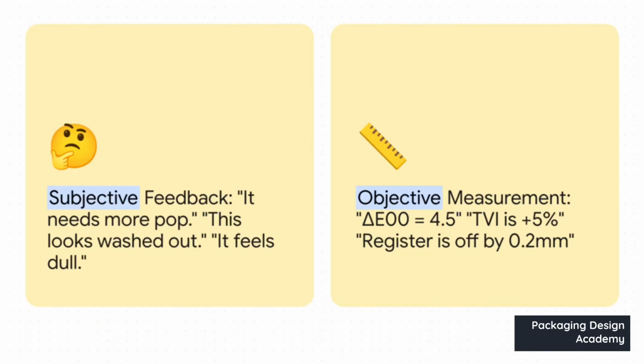And this right here is the heart of the problem. On one side, you've got this world of subjective feedback. Things like, it needs more pop, or it feels a little dull. That's not actionable, it's an opinion. But on the other side, we have objective data, hard numbers, things a printer can actually work with and fix. Our whole goal is to get everyone out of that subjective world and into the world of measurement.